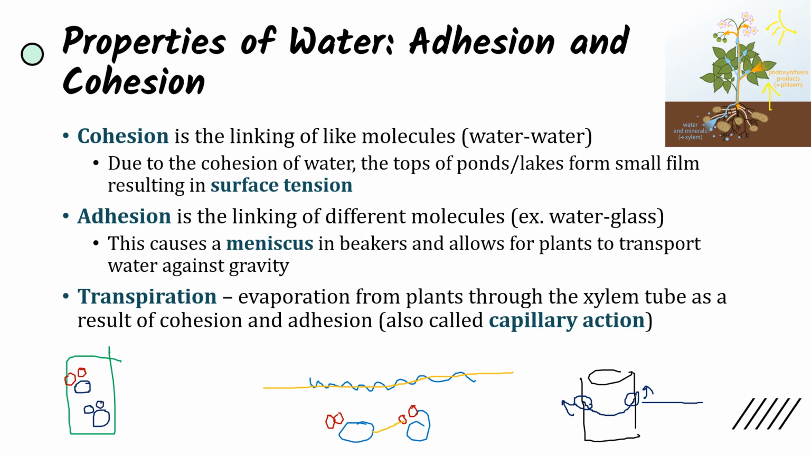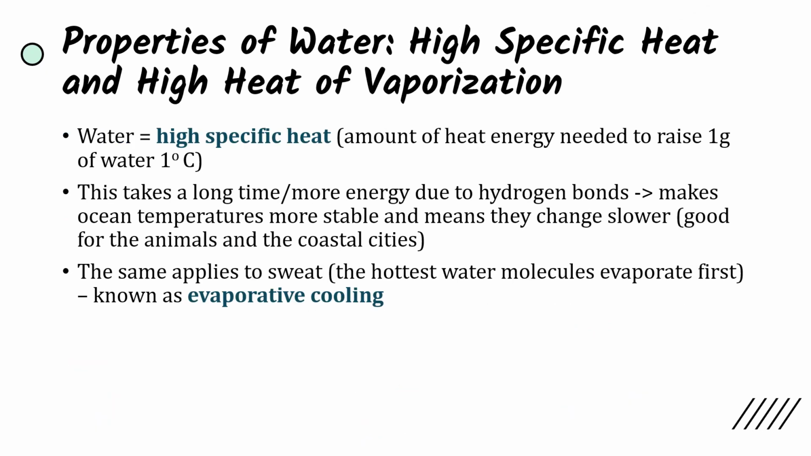So essentially, through both adhesion and cohesion, water is able to evaporate from plants. Now, when you're not evaporating water from plants, this action is called capillary action. Next up, we've got high specific heat and high heat of vaporization.